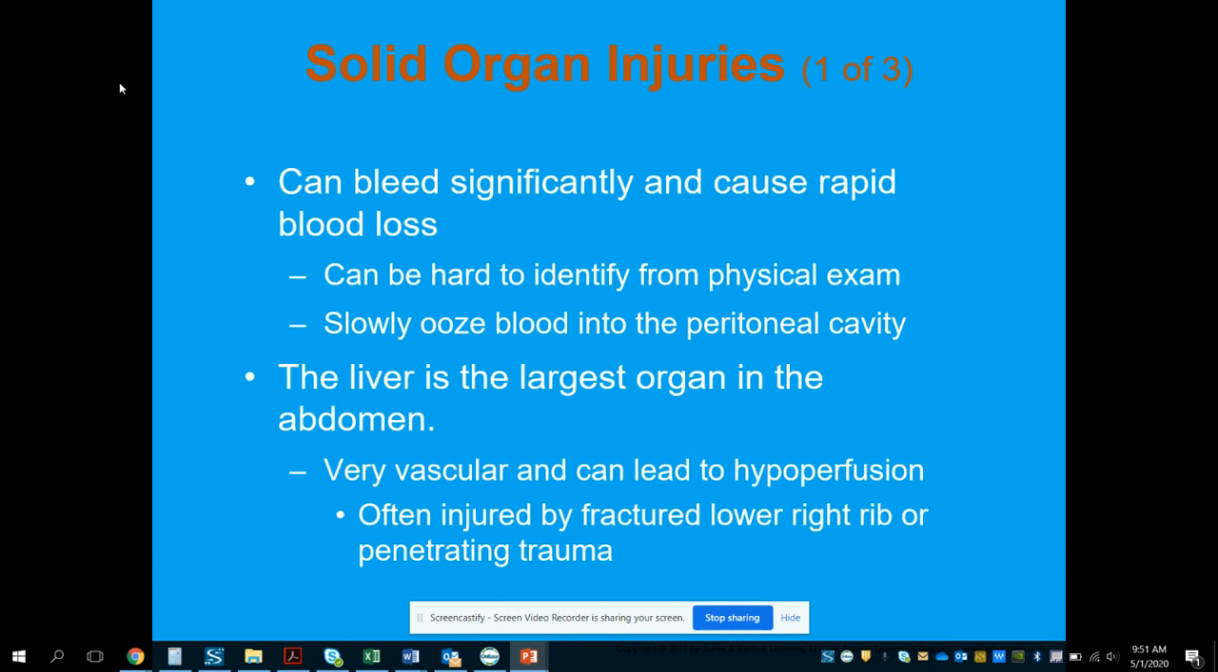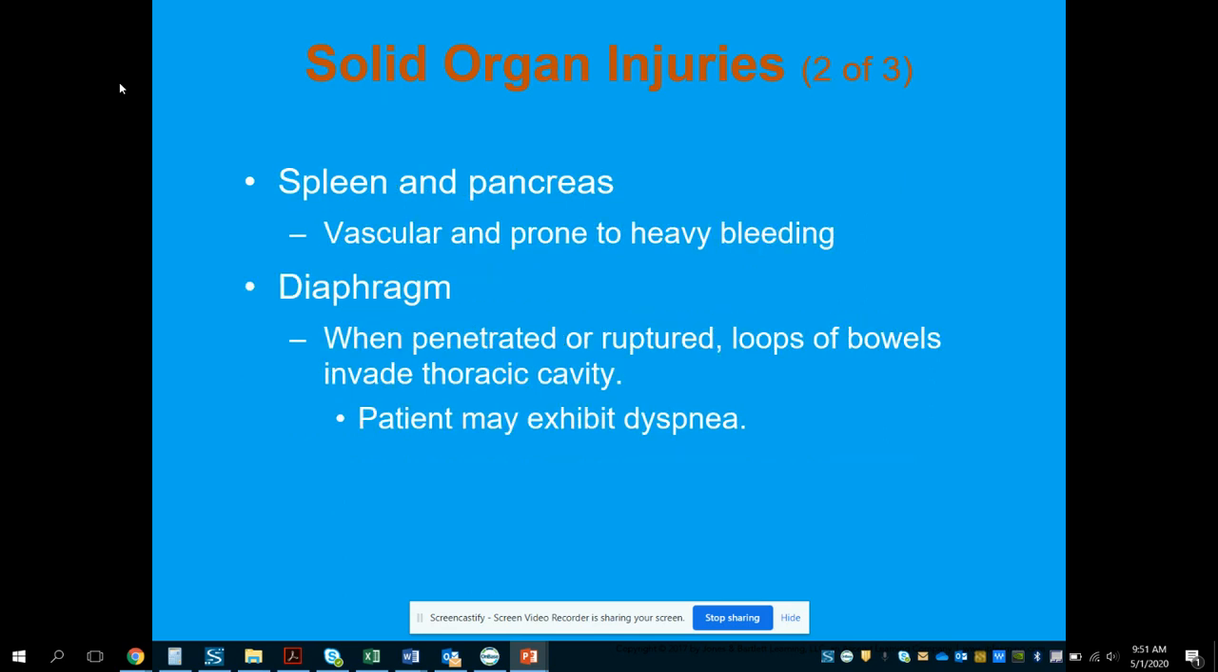Looking at solid organ injuries, these can bleed significantly and cause rapid blood loss. This can be very hard to identify from physical exam as they're slowly oozing blood into the peritoneal cavity. The liver is going to be the largest organ, so very huge concern here. It's very vascular and can quickly lead to hypoperfusion or shock. It might be injured by a fractured lower right rib or from penetrating trauma. It can also cause bleeding from blunt trauma, as a liver laceration can still occur even from blunt trauma. The spleen and the pancreas as well are very vascular and prone to heavy bleeding.